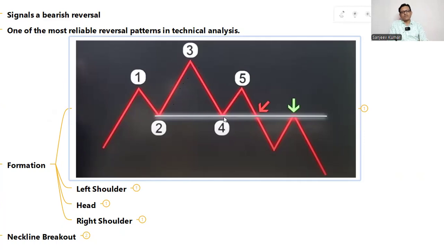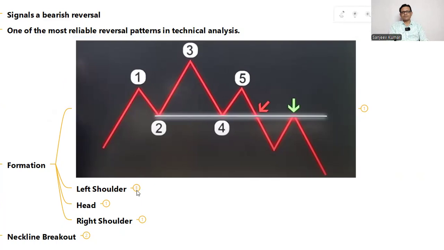And from point 4, you can draw a line from point 2. From point 4, it again started moving upside. And from point 5, again selling pressure and it is going downside. Now you can understand that this point 1 is the left shoulder, this point 5 is the right shoulder, and this is the head.